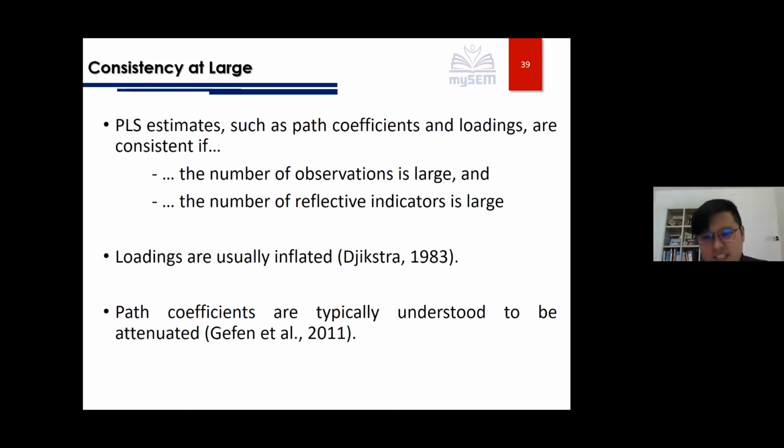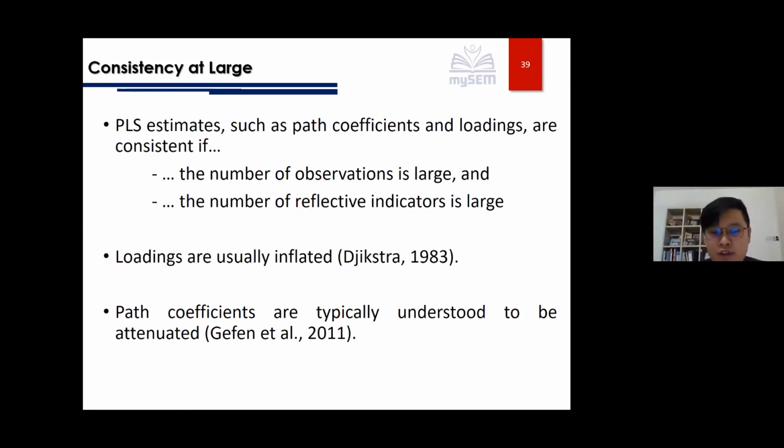But in such a situation, Dijkstra 1983 mentioned that regardless of whether you use PLS estimates with a large number of observations and large numbers of indicators for your reflective construct, it still creates an issue called inflated loadings. If you use traditional PLS to produce reflective measurement, you have bias in terms of inflated loading values. That is what Dijkstra mentioned.